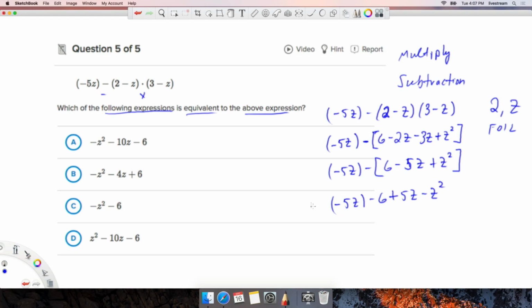And now again, I can continue with this second step of subtraction. I've got this negative 5z and this positive 5z, and so these will cancel out, leaving me with negative 6 minus z squared, which is also the same as negative z squared minus 6. And then I look over here, and I've got negative z squared minus 6, so my answer choice is C. That last step I do is mark down C and make it very clear so there's no chance of making a mistake when I carry it over to the bubble sheet.